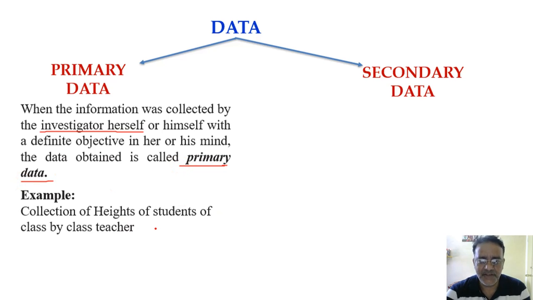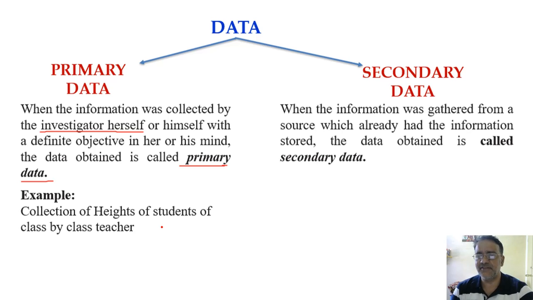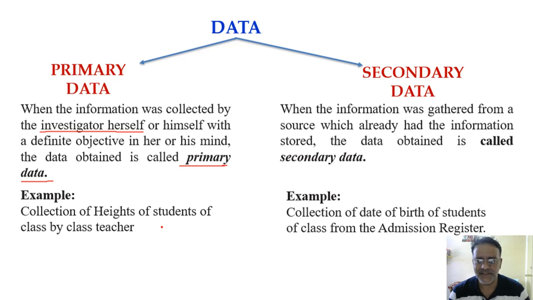Okay, collection of heights of students of a class by the class teacher, by using a measuring tape. And when the information was gathered from the source which already had the information stored, the data obtained is called the secondary data. Collection of date of birth of students of a class from the admission register. Okay, so this is the example of secondary data.